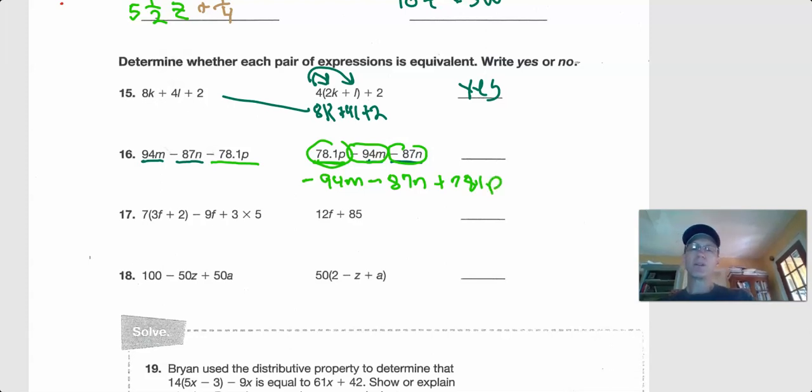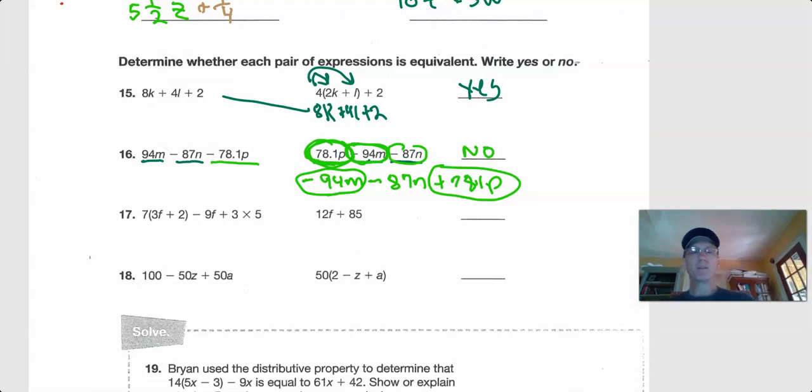So you might look at this and say, well, hey, it's all the same numbers. And I think that is going to be tricky. But remember, the math operation goes with that number, or with that term. It's not just 94M. It's minus, subtracting 94. And that's where it's going to get us right there. And over here, it's just 78 and 1/10 P. It's plus. So that's a no.